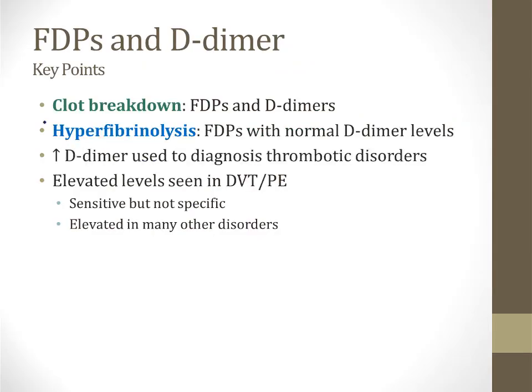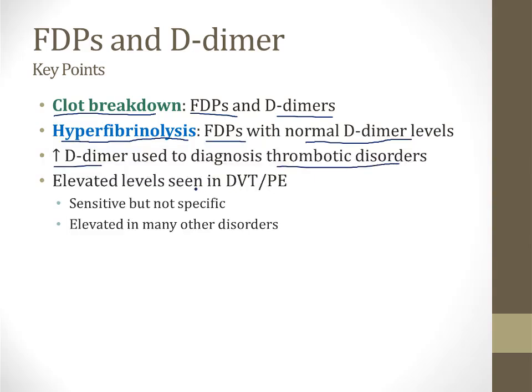So here are some key points to remember about fibrin degradation products and the D-dimer level. When you have breakdown of clot, you will see increased levels of fibrin degradation products and D-dimers. When you have hyperfibrinolysis and overactivity of plasmin, you can see increased levels of FDPs, but the D-dimer level will be normal. An elevated D-dimer level is used sometimes to make the diagnosis of thrombotic disorders.